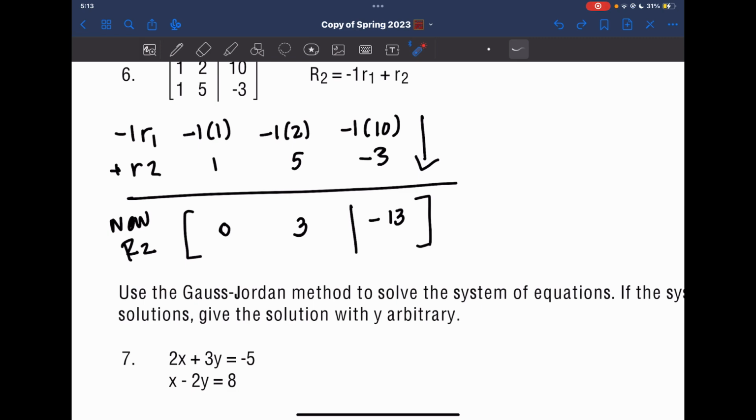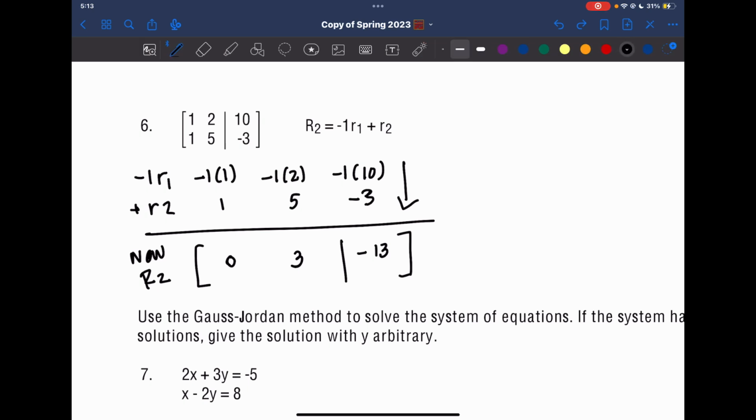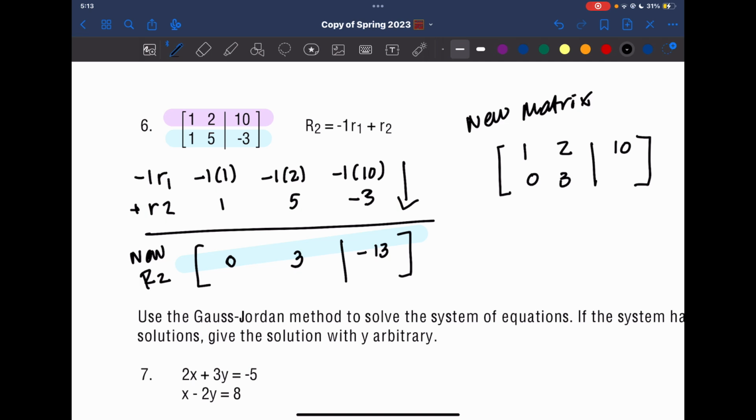Now, this is an acceptable way to present your answer. Or again, you can do the new matrix. So we are replacing row 2 with the new row 2. We're going to keep row 1. So our new matrix is going to be 1, 2, 10, and then 0, 3, -13. Either one is an acceptable answer. You kept the same row 1 and you replaced row 2.